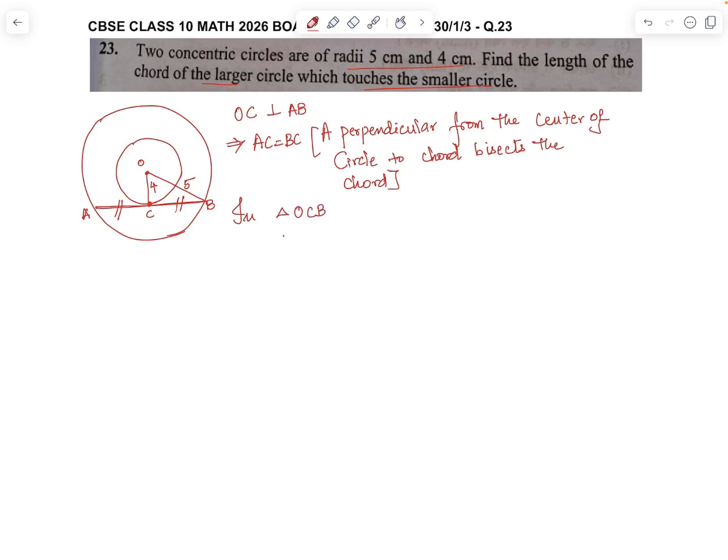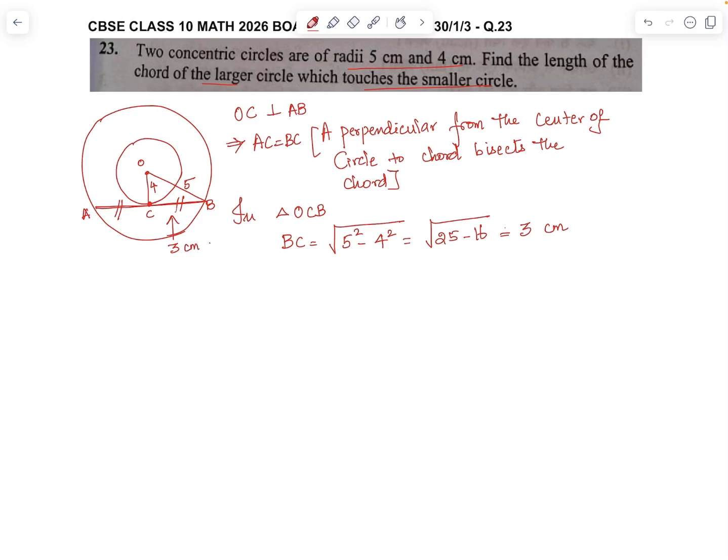Applying the Pythagoras theorem, BC is equal to root of 5 square minus 4 square, which is root 25 minus 16, root 9, which is 3 centimeter. That is, this portion is 3 centimeter.